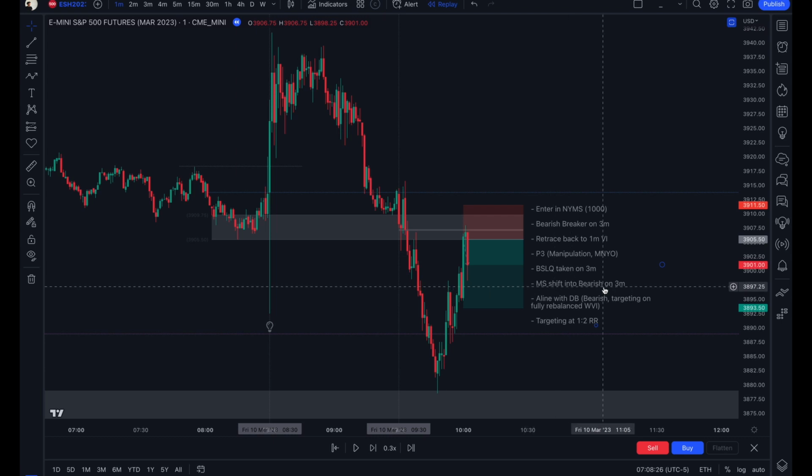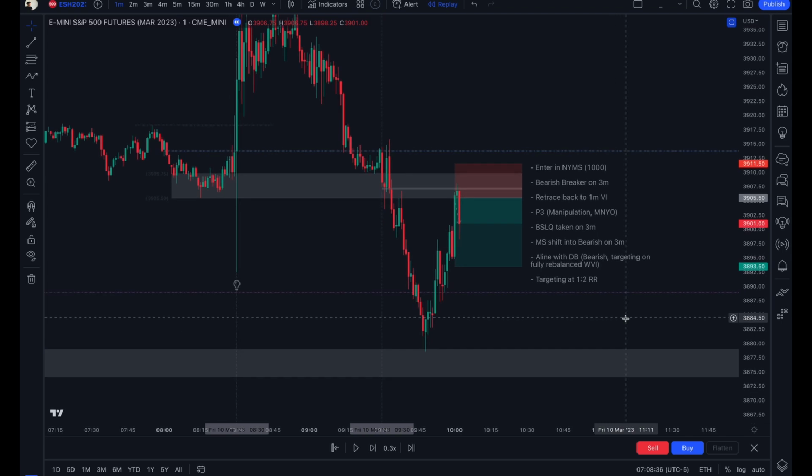Market structure shift into bearish. Shift. This level is broken from here. Break. Shift in bearish, aligned with daily bias. We are targeting the fully rebalanced weekly volume balance right here, and targeting 1 to 2 risk to reward.